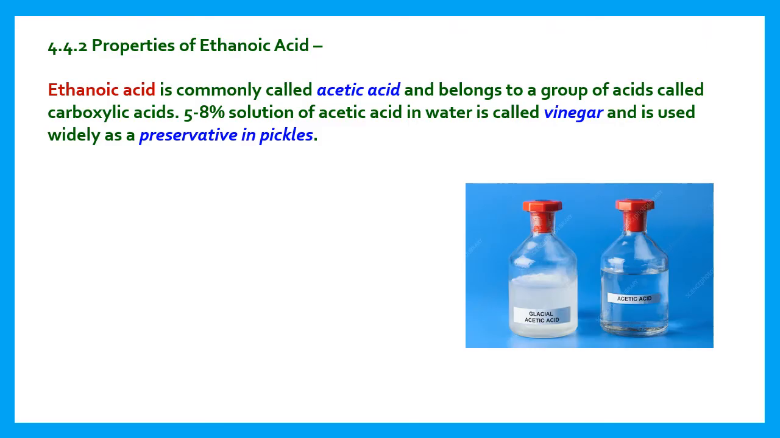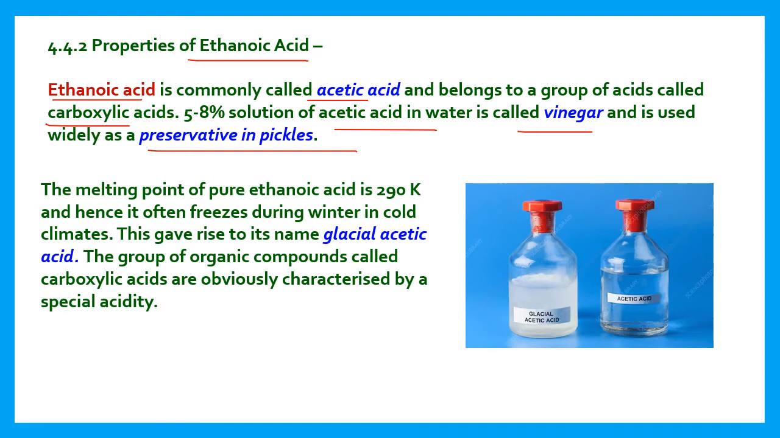Now we come to another compound of carbon, that is ethanoic acid. Ethanoic acid is commonly known as acetic acid, and this belongs to the group of acids that is called carboxylic acid. A 5 to 8% solution of acetic acid in water is called vinegar, and vinegar is used as a preservative in pickles. Vinegar is an essential part of Chinese food. You must be familiar with it.